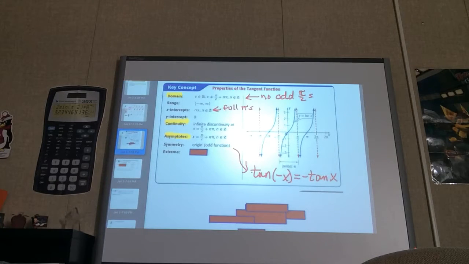I don't know. So the symmetry, it's an odd function. There are no maxes and mins. These are just like cubic kind of functions.